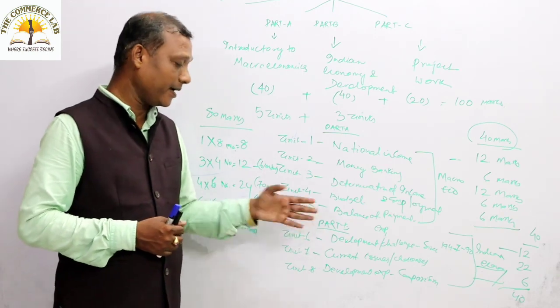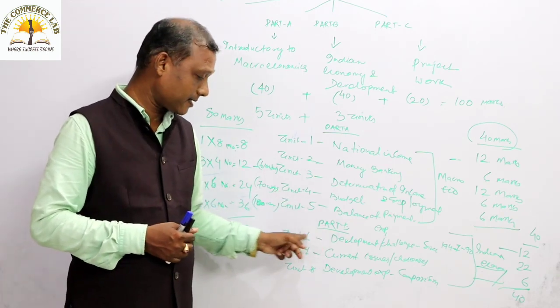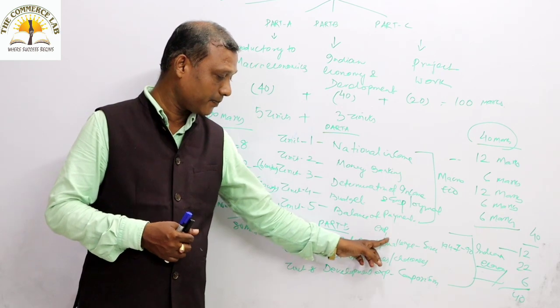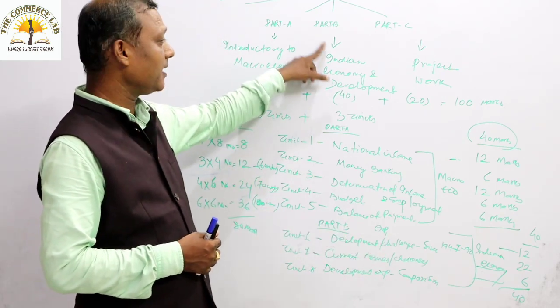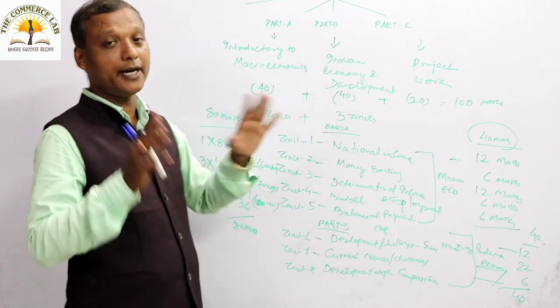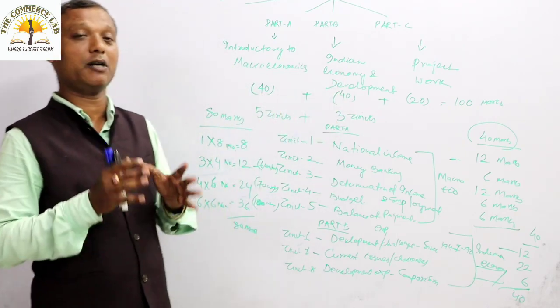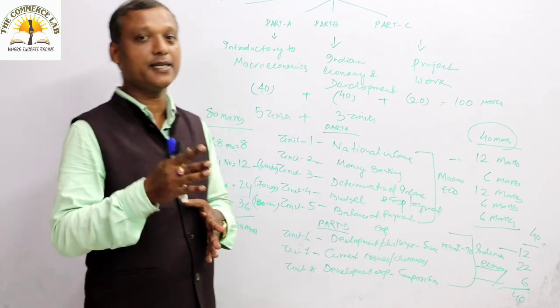Then if you go to your part B, unit 6. Unit 6 deals with the developmental experience of India. Part B deals with the Indian economy. Remember one thing: first of all, you should mentally prepare that our economy is a developing economy.